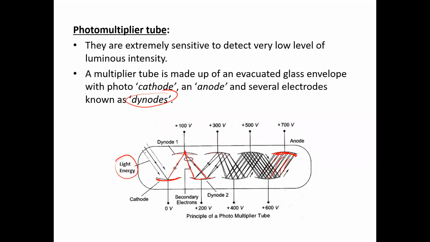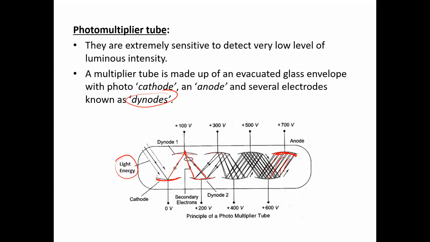Whenever light energy strikes the cathode, the light has some photon energy, depending on the wavelength of the light. That photon energy is going to ionize the photoemissive material, and due to that an electron will be produced. That electron is produced because the energy of the photon is transferred to the electron.